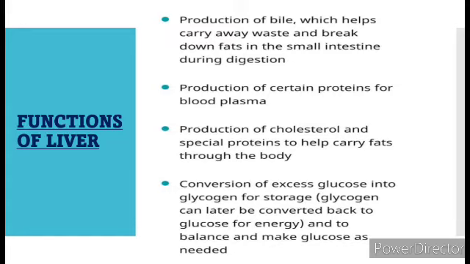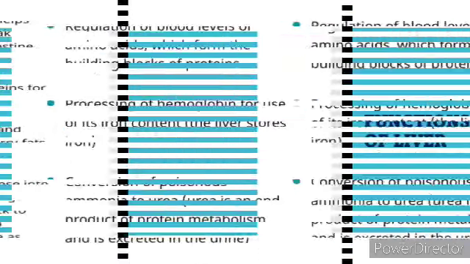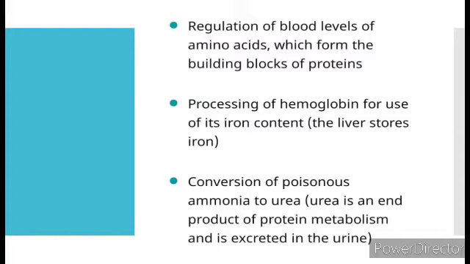Then number 4, conversion of excess glucose into glycogen for storage and to balance and make glucose as needed. Then regulation of blood levels of amino acids, which form the building blocks of proteins. Next, processing of hemoglobin for use of its iron content. Then the main function, conversion of poisonous ammonia to urea. What is urea? It is the end product of protein metabolism, which is excreted in the urine.